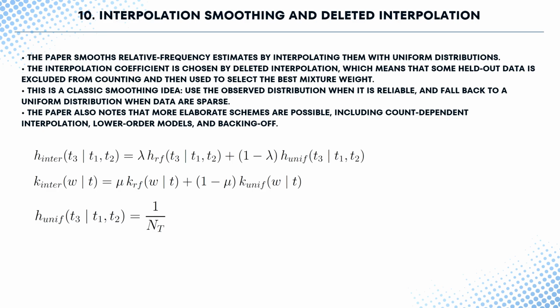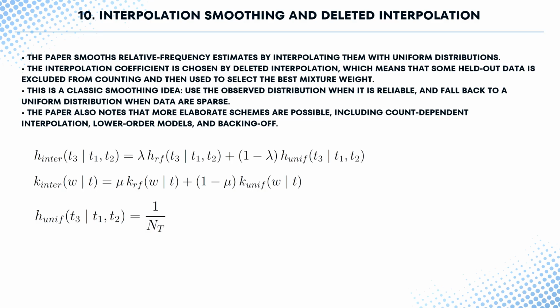This slide explains how we fix the zero probability problem. The first method is to smooth using interpolation with a uniform distribution. The idea is simple but powerful. Instead of relying only on observed data, we combine it with a uniform distribution. So the final probability equals lambda times observed probability plus (1 minus lambda) times uniform probability. The meaning is that if data is reliable, we trust the observed counts, and if data is sparse, we fall back to uniform.